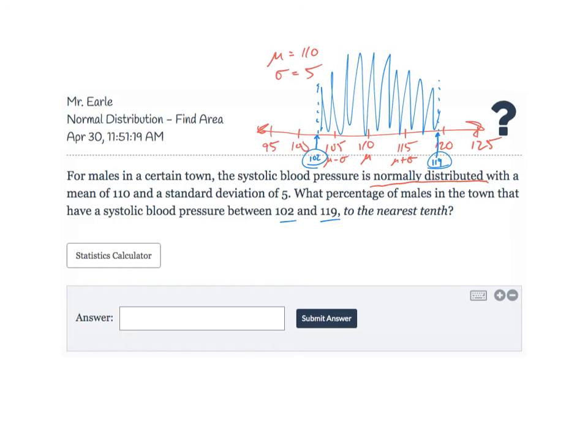Okay, so my z-score for 102 is going to be 102 minus the mean divided by 5. And then my z-score for 119 is going to be 119 minus 110 divided by 5. So we end up with a z-score here of negative 1.60 and a z-score here of 1.80. So we're going to go to our tables now, and we're going to look at how much data lies to the left of each of those numbers.